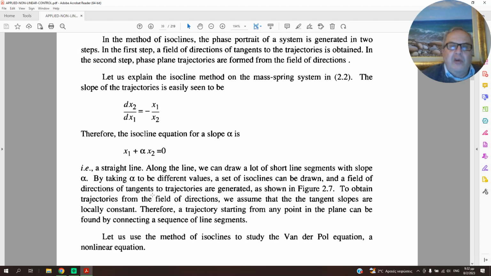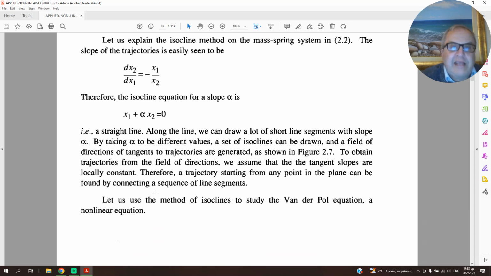figure shows. Along the line, we can draw a lot of short line segments with slope alpha. By taking alpha to be different values, a set of isoclines can be drawn, and the field of directions of tangents to trajectories is generated as shown in figure 2.7. To obtain trajectories from the field of directions, we assume that the tangent slopes are locally constant. Therefore, a trajectory starting from any point in the plane can be found by connecting a sequence of line segments.